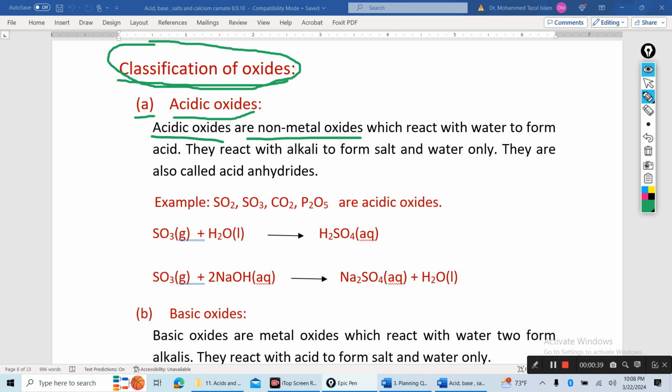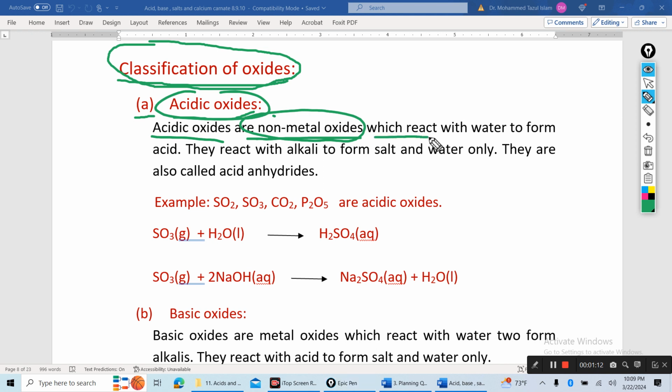First you will learn acidic oxides are those which are non-metal oxide. You know which are non-metal in the periodic table. Group 4, 5, 6, 7 are non-metal. Generally group 1, 2, 3 are metal. So acidic oxides are non-metal oxide. First point you will learn.